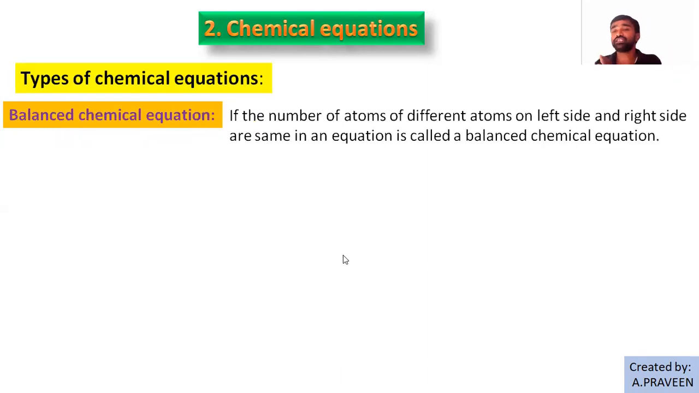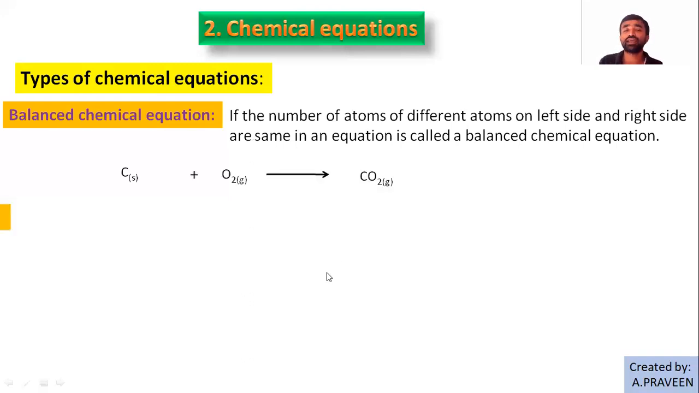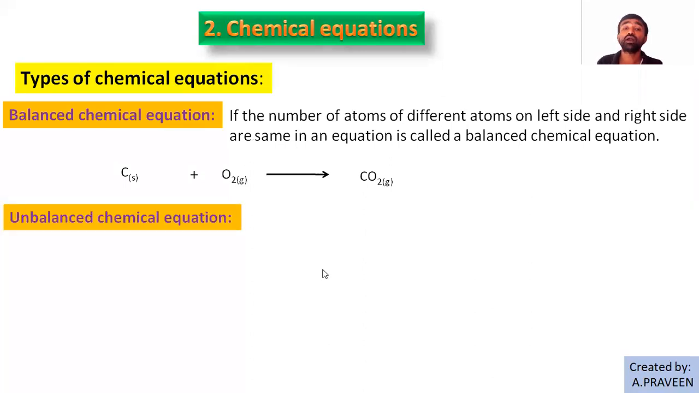Looking at the left side and right side, if I notice the count of atoms is the same, then it is called a balanced chemical equation. For example, carbon and oxygen reacting to produce carbon dioxide. The count is the same, as we already observed in the table. Then next, I'm going for another type.